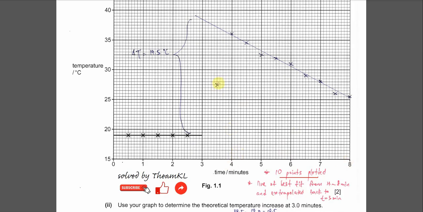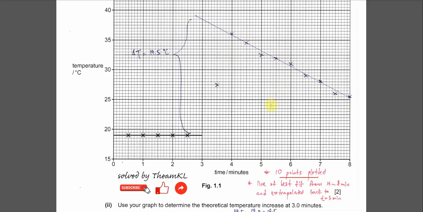Do not include the point at 3.5 minutes. This one is the anomalous point. Do not include this one. Just draw a best fit line from 4 minutes to 8 minutes. Make sure the best fit line passes through as many points as possible, and it must be balanced.